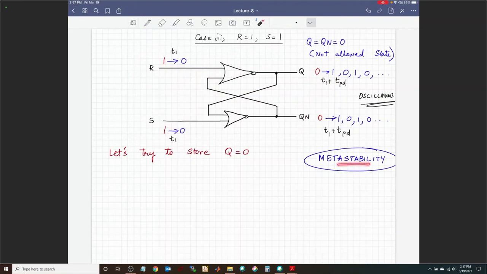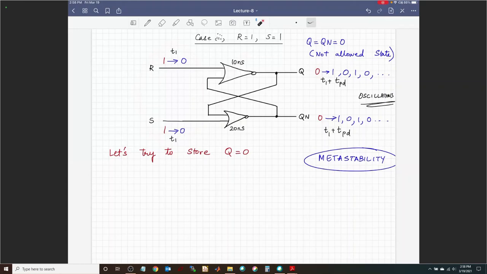So the condition for being unstable is R and S both are at zero at the same time, and the propagation delay of both the NOR gates is exactly the same. If any one of them is not true, then you will not get oscillations. You will actually get stability. Because look at this. Suppose the propagation delay through this guy is 10 nanoseconds, and the propagation delay through this guy is 20 nanoseconds, what is going to happen? When you change this from 1 to 0 and 1 to 0 on both sides, this guy became 0 and that became 0 first, right? Before this could happen.